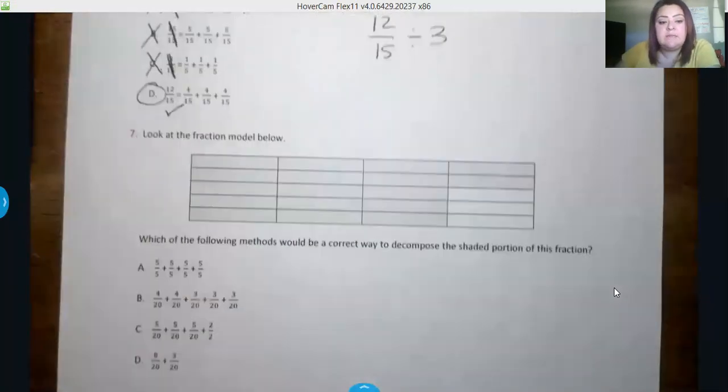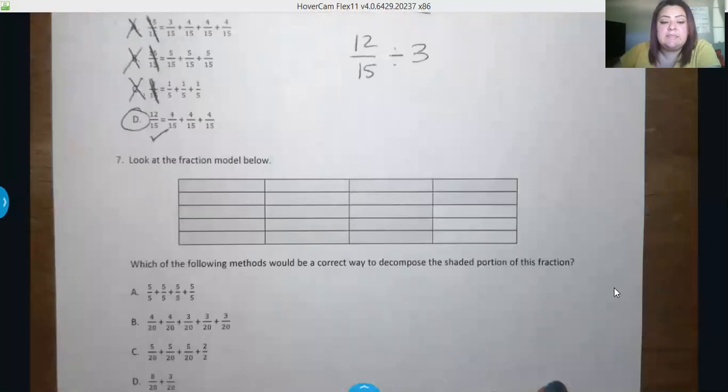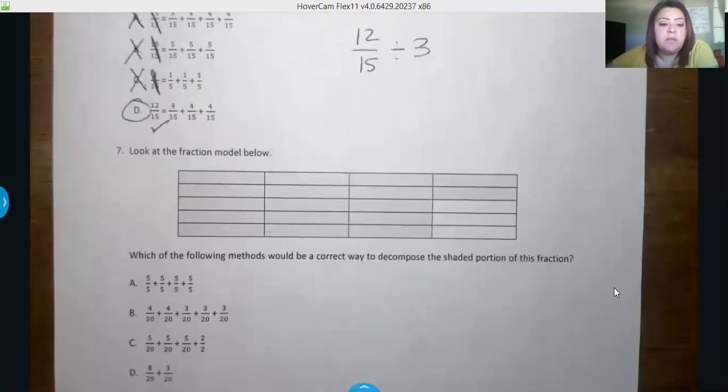Number 7, it says, look at the fraction model below. Which of the following methods would be a correct way to decompose a shaded portion of this fraction? So first of all, every single time that you see any kind of picture or model, you have to stop and label it. Every single time, I don't care what it is, label it.